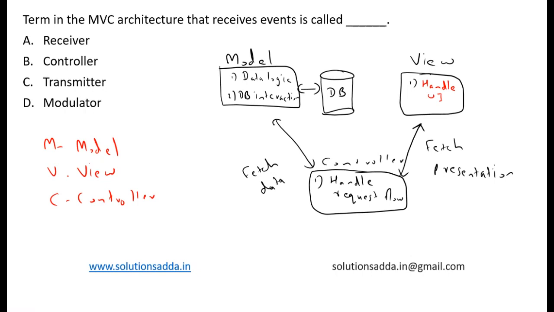And there is a bidirectional relation between model and controller as well as view and controller. And model deals with the database interaction also. So the controller is the component that enables the interconnection between the view and the model and it acts as an intermediary. So in MVC architecture, controller is the term which receives the events from the view part. So option B, controller is the correct answer here.